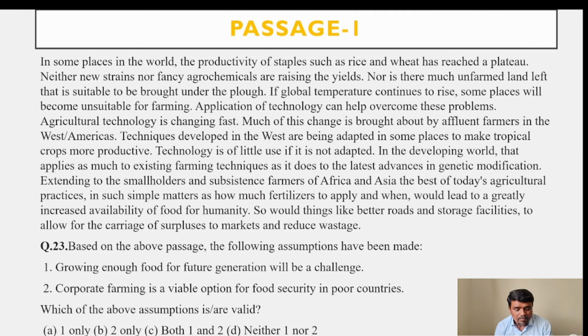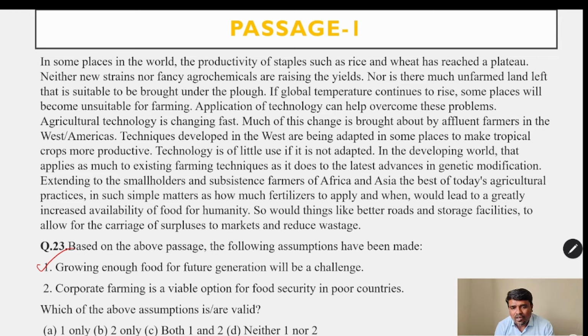Question number 23. Based on the above passage, the following assumptions have been made. Three assumption questions based on the same passage, which means the assumptions are many. Based on the above passage, the following assumptions have been made. Growing enough food for future generations will be a challenge. Obviously, this is the concern of the passage.